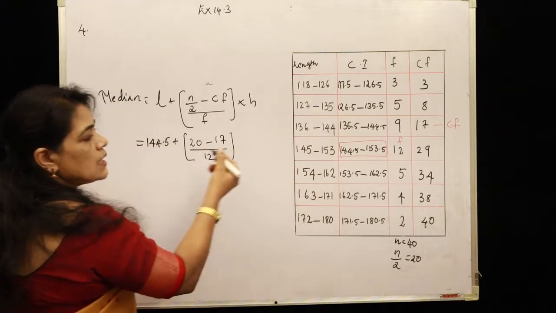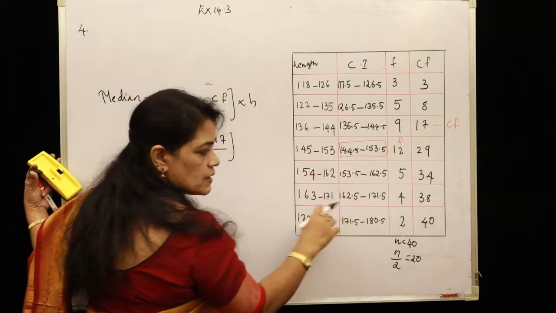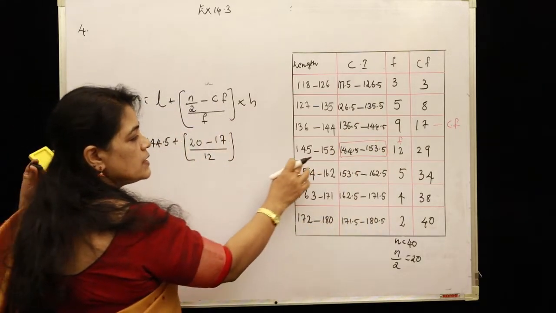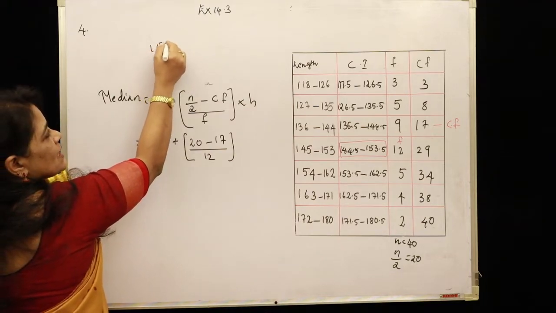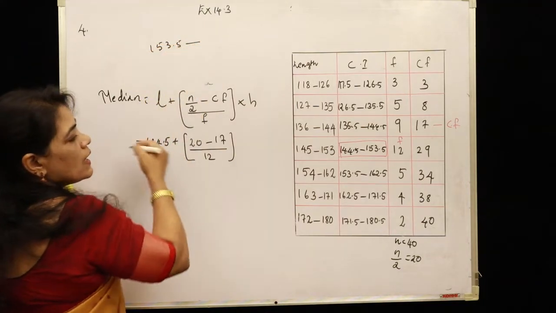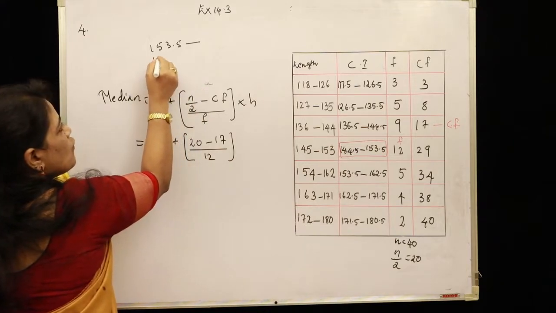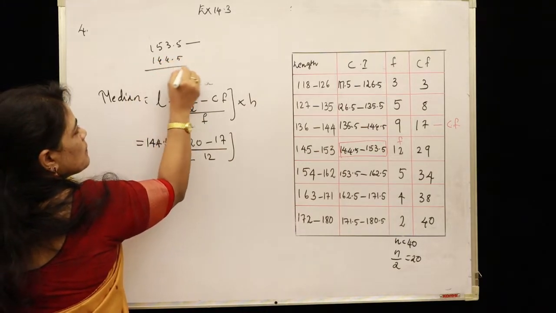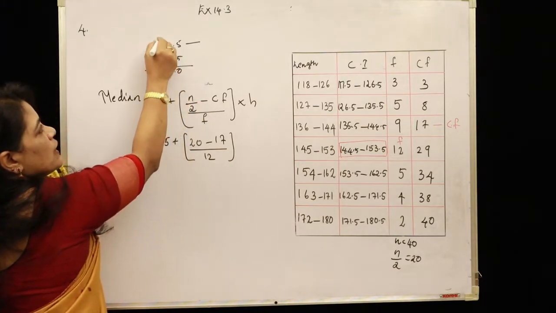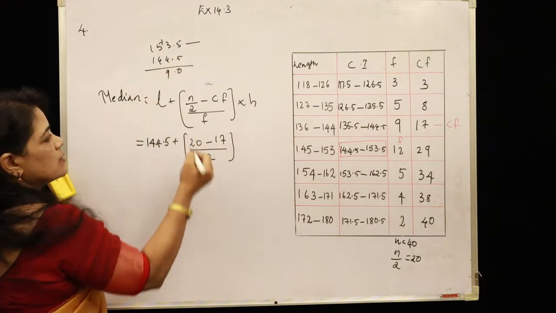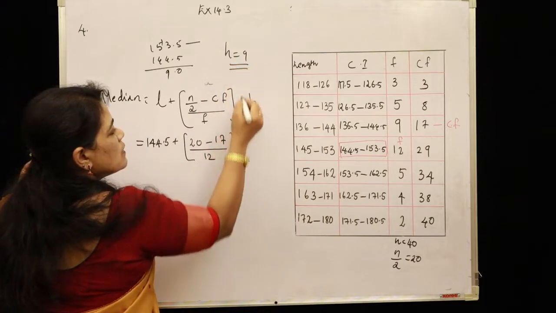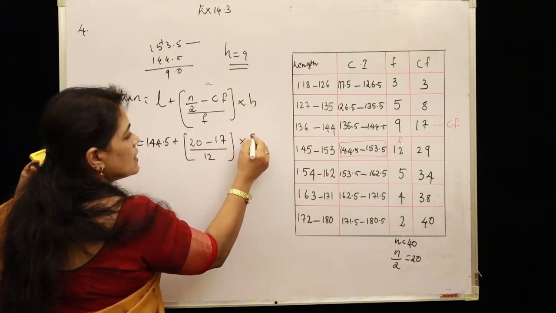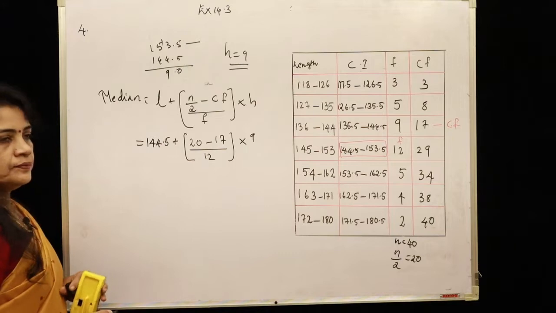And H is equal to, this is using the actual class limits, upper limit minus lower limit. That means we can find the difference: 153.5 minus the lower limit 144.5. We can borrow, and it will be 9. So, H is equal to 9. Okay, so we can substitute here H as 9.